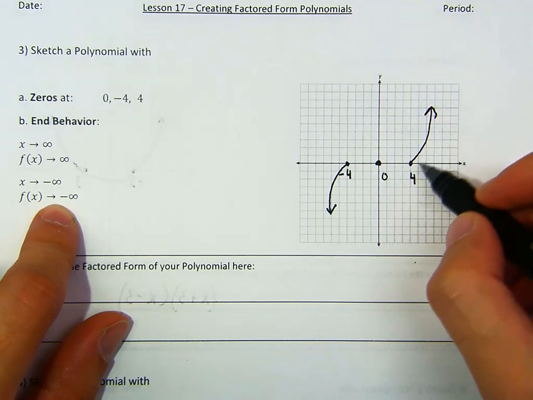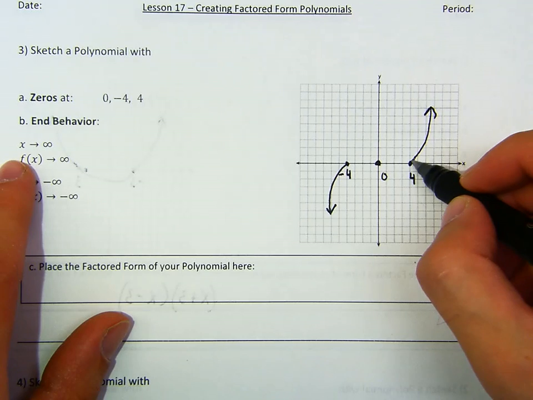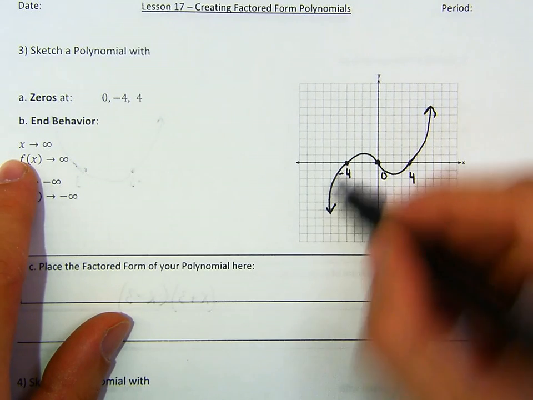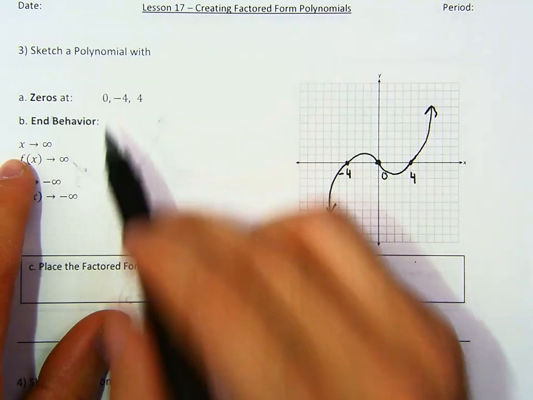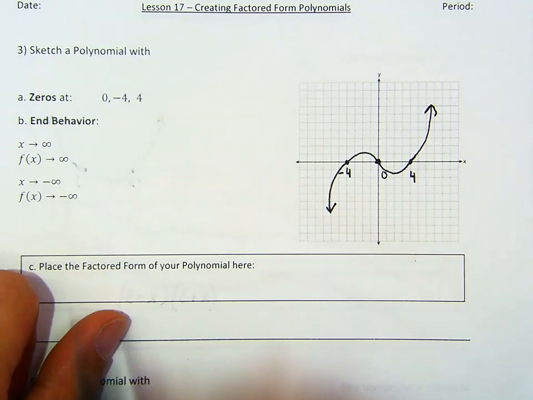Okay, and then how do you connect the rest? You just swoop in through like that. Okay, and this is our graph with the zeros like this, and it has this end behavior, which is important.